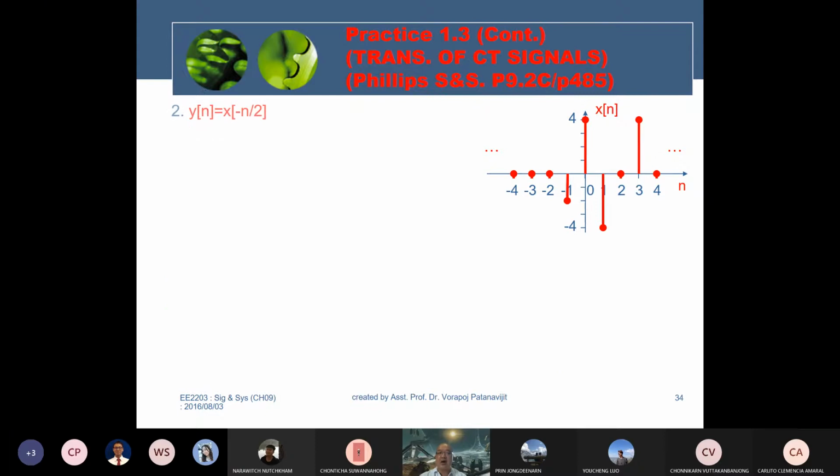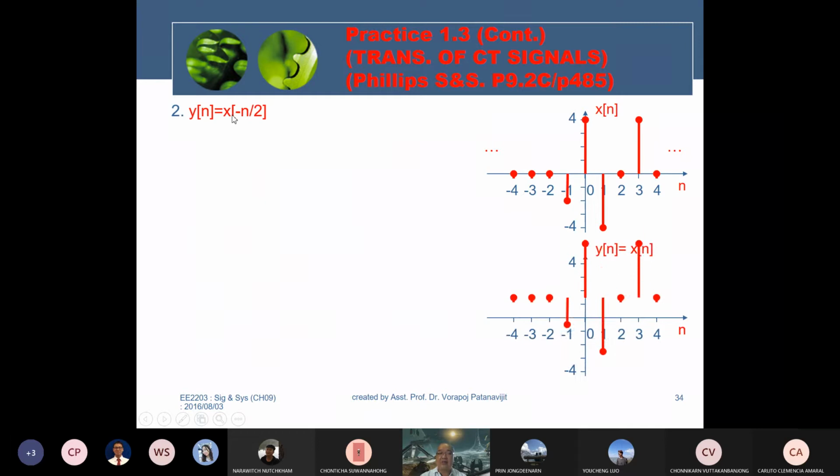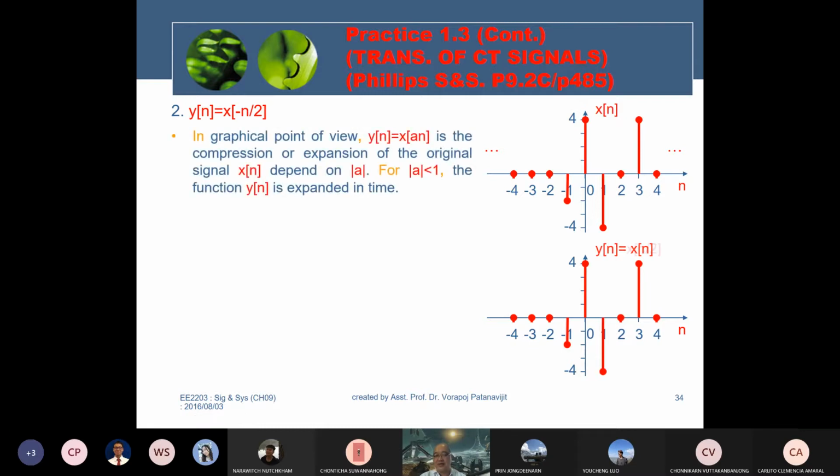Next one, you have minus, which represents the time reversal, and divide by 2 or multiply with 0.5, which is for time scaling. For both steps you must take time scaling first.